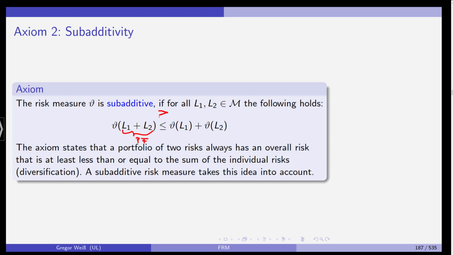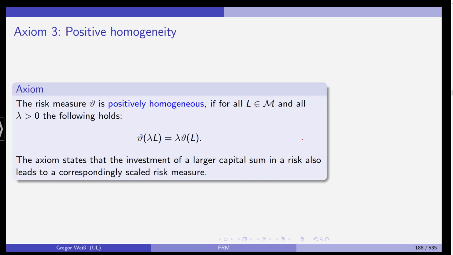If this is violated, then this risk measure doesn't make too much economic sense. Subadditivity, diversification. The third one is positive homogeneity. Positive homogeneity means that if we have a risk L, capital L, and a factor lambda, the risk capital of lambda times the risk is exactly lambda times the risk capital of L for itself.